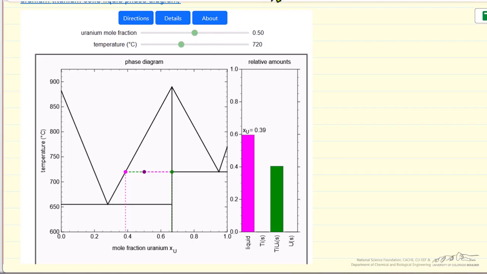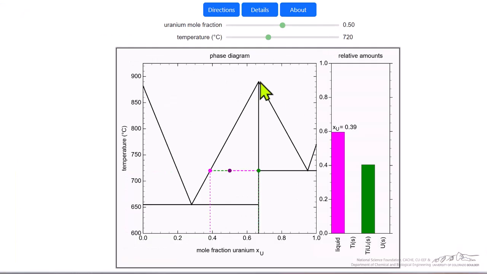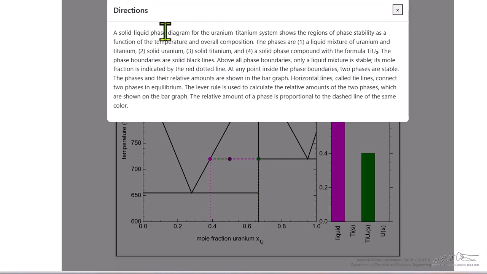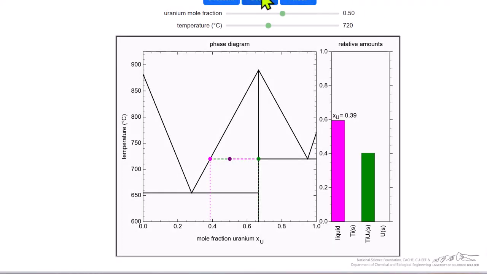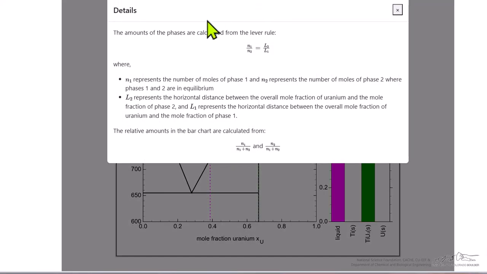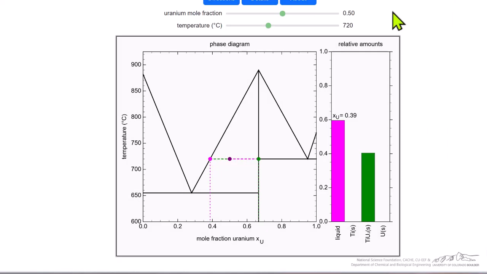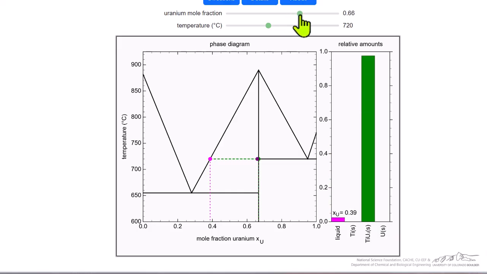So let's look at this simulation. In the simulation, we have directions that briefly describe how to use it. Here are details which essentially show how the lever rule is related to amounts of each phase. And as we move uranium mole fraction until we get to this point, we have almost all of the solid phase.